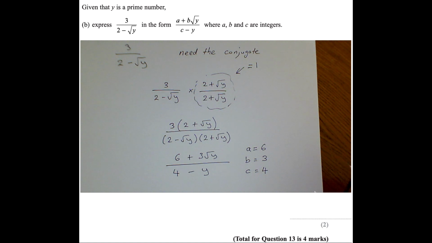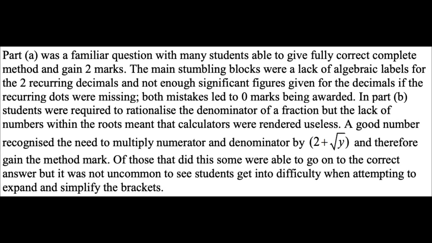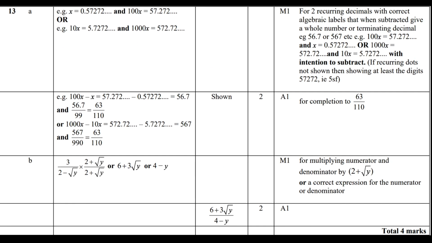So let's go and have a little look at the examiner's report and see what went wrong there. Well, not much actually. People need to be careful not to muck it up when multiplying out, when you multiply top and bottom by 2 plus root y. Root y times by root y equals y. Okay, and of course the middle two terms are going to disappear off the FOIL, so it's more like FL. And what about part A? Did we get that one? Yes, we did. We did the same method as the examiner suggests.